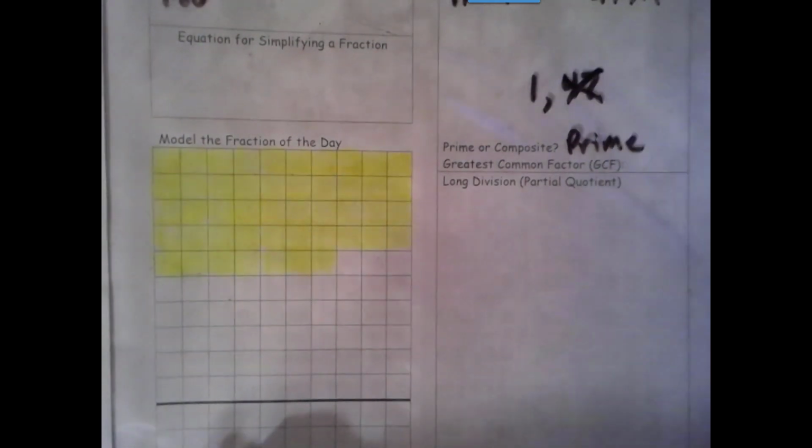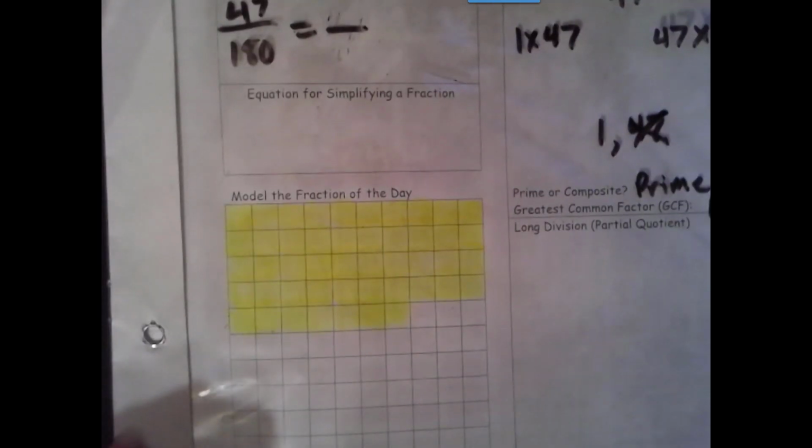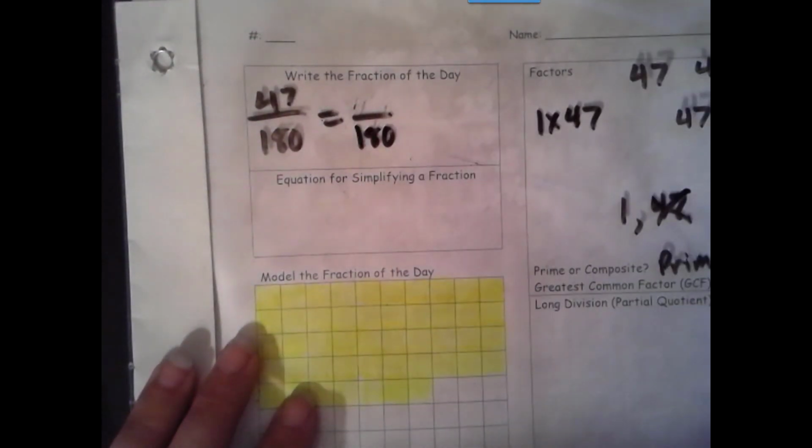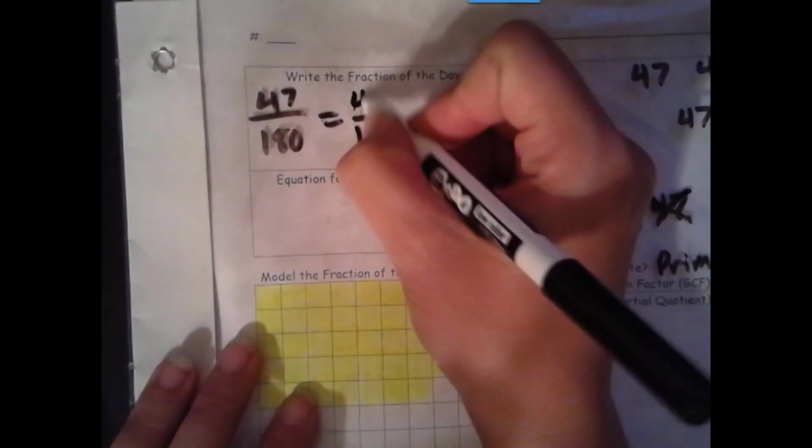So that leaves 1. 1 is our greatest common factor. Let's make groups of 1. Done. How many total groups of 1 do we have? 180. How many are shaded in? 47.